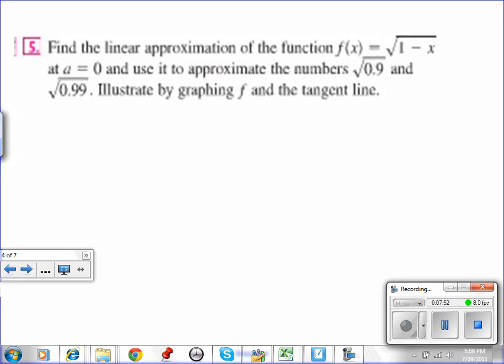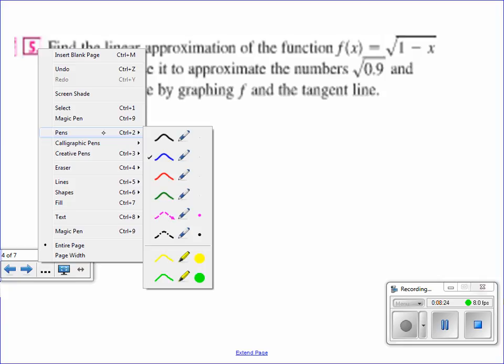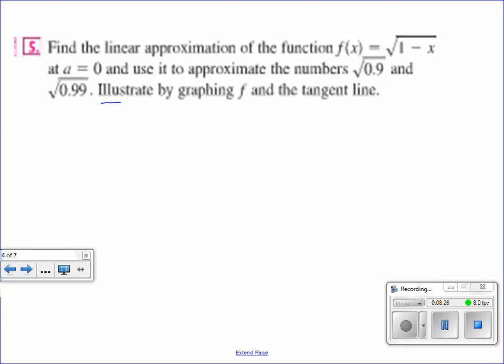Okay, here's an example from your textbook, a problem on linear approximation. They give you this function, the square root of 1 minus x. They tell you to find the approximation centered at a equal to 0. Use it to approximate the numbers 0.9 and 0.99. Okay, let's see if we can figure out what this question is asking. It's a simple question once you figure out what it's asking. And they tell you here at the end they'd like you to illustrate by graph.